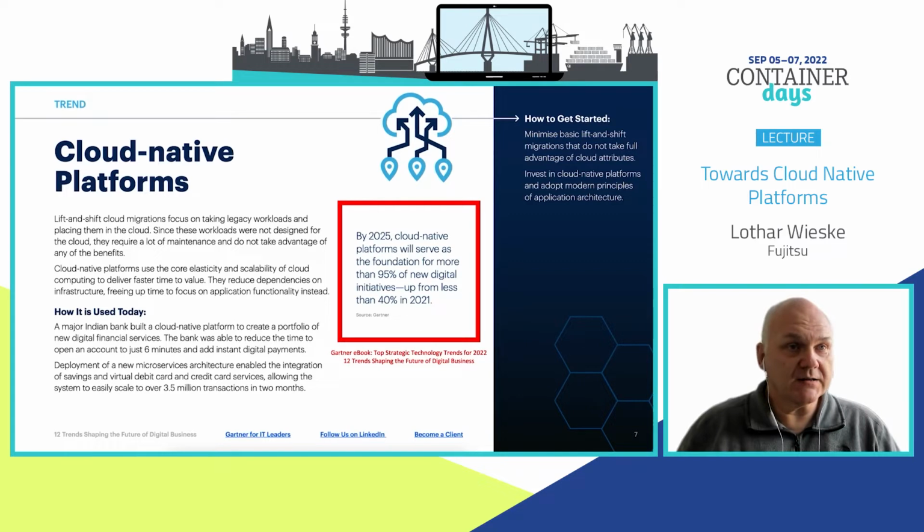Gartner's ebook is titled Top Strategic Technology Trends for 2022 with the subtitle 12 Trends Shaping the Future of Digital Business. And the author is David Groombridge, an analyst for infrastructure and communication services. He recommends IT leadership to deliver on three major innovations. First, engineering trust. Second, sculpting change.